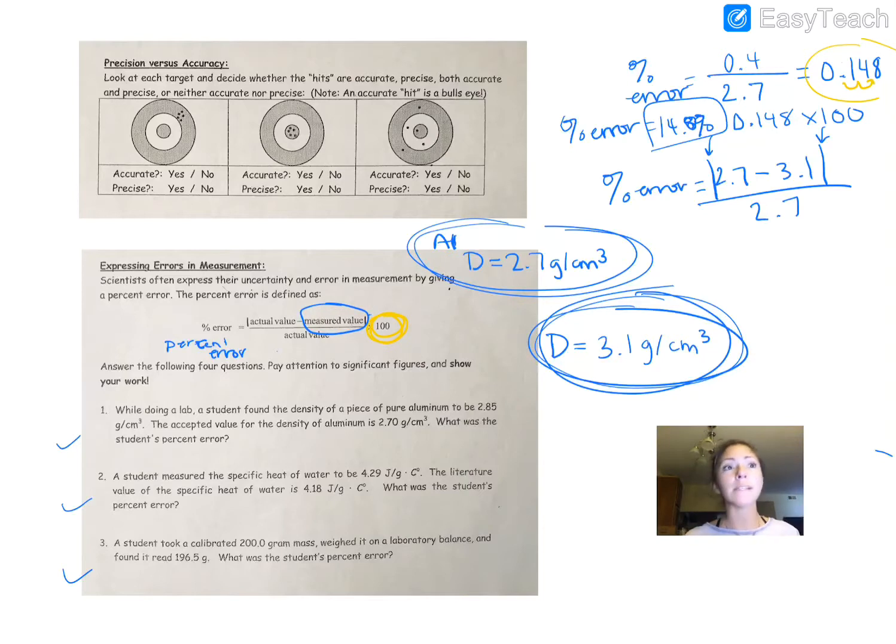So we're going to practice with these in class. I just want to give you an idea of what both of these things are. Precision versus accuracy, and percent error are very essential in terms of doing data analysis.